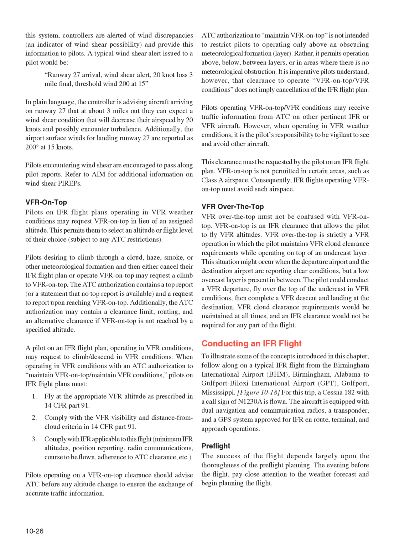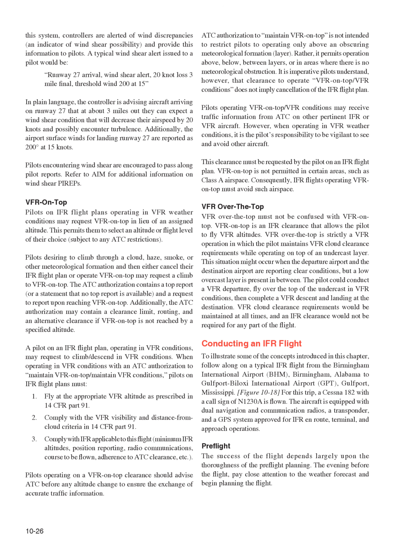the controller is advising aircraft arriving on runway 27 that at about 3 miles out they can expect a wind shear condition that will decrease their airspeed by 20 knots and possibly encounter turbulence. Additionally, the airport surface winds for landing runway 27 are reported as 200 degrees at 15 knots. Pilots encountering wind shear are encouraged to pass along pilot reports. Refer to the AIM for additional information on wind shear PIREPs.